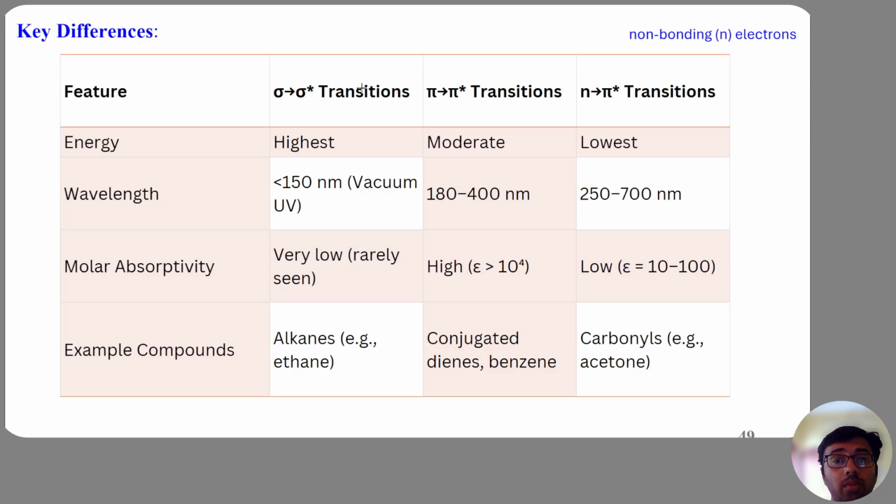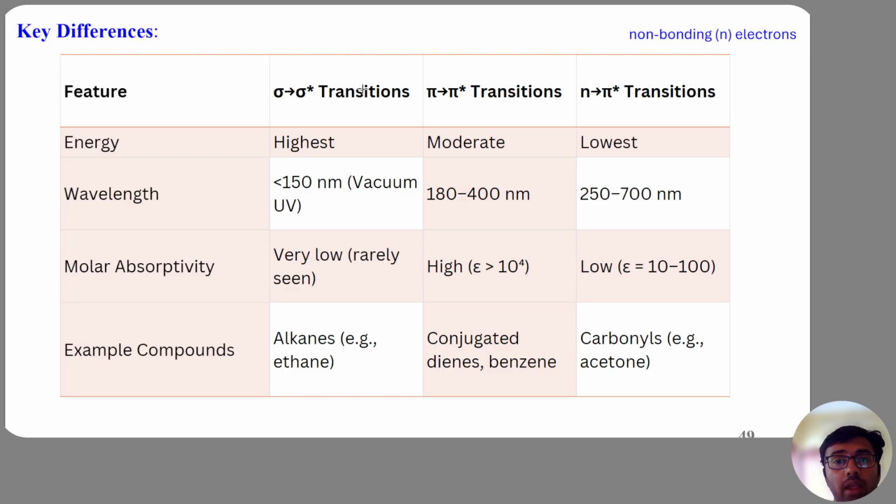Let us summarize the three transition types. Sigma to sigma star transitions require the highest energy. They occur below 150 nanometers and are rarely observed experimentally. They are typical of simple alkanes. Whereas pi to pi star transitions occur at moderate energies between 180 to 400 nanometers. They possess extremely high intensity with molar absorptivity greater than 10,000. These dominate spectra of conjugated molecules and aromatic systems.